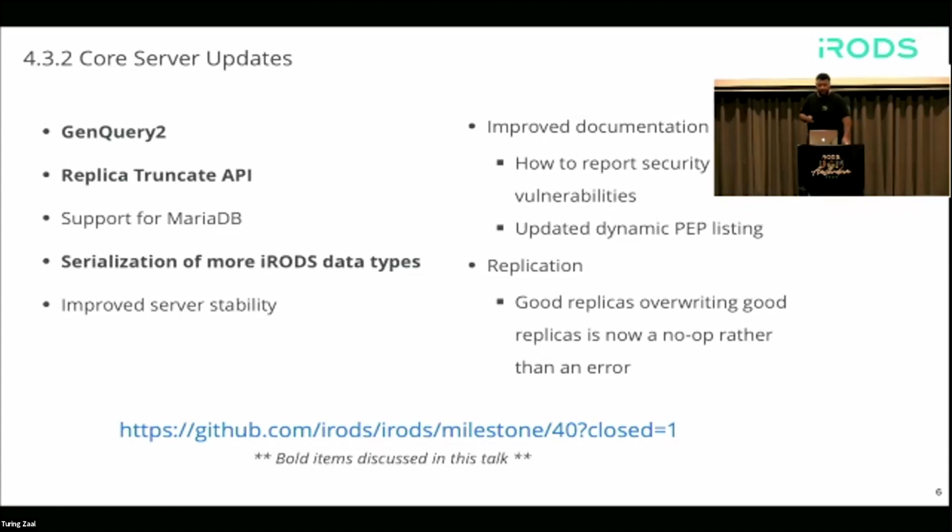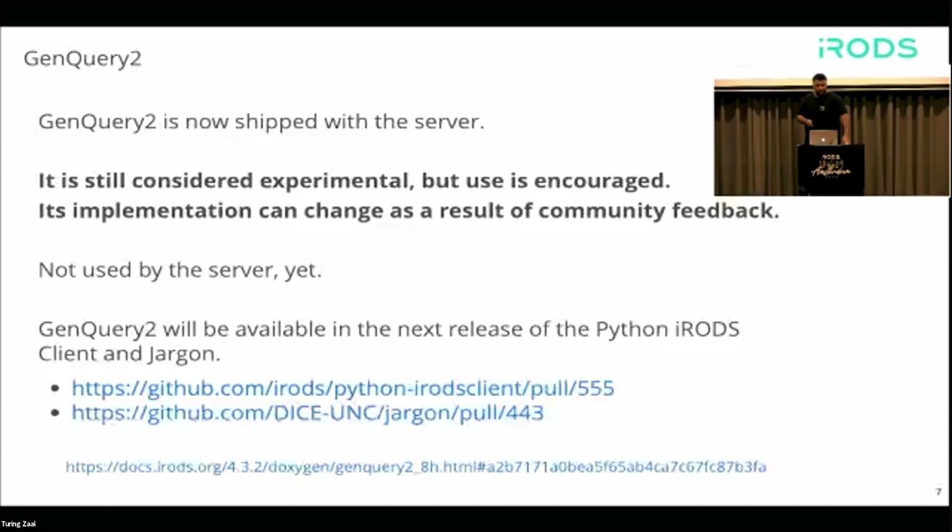So now we're going to get into the actual items in bold. For 432 jQuery 2, we've now absorbed the repo into the actual iRODS server. So now when you upgrade to 432, you will have jQuery 2 available to you. It is still experimental, but we do want people to start giving it a try, right? Because this is the only way we can get experience and feedback and figure out where the pain points are and where things are broken and how to go about fixing those. So we do want people to start using it.